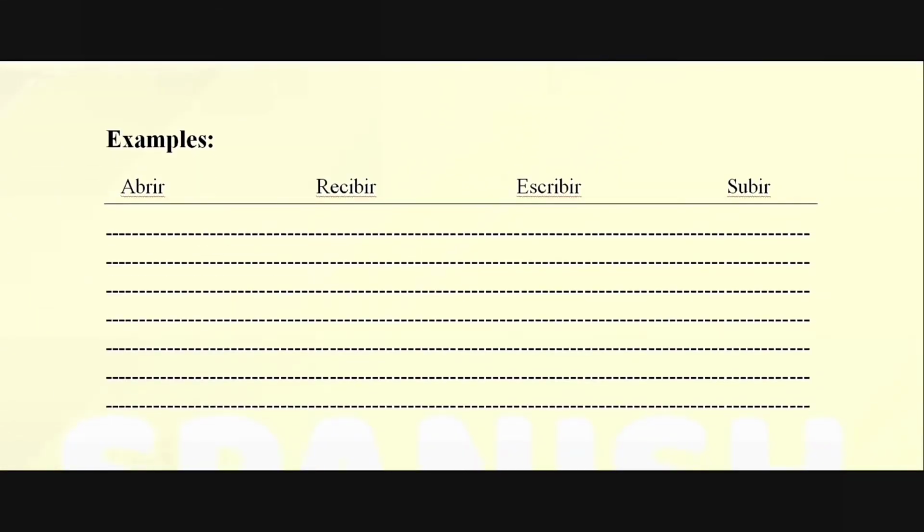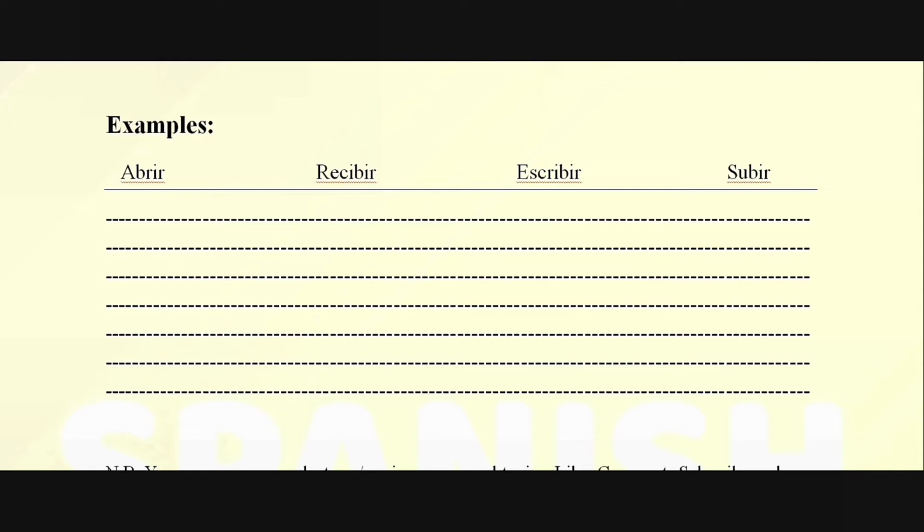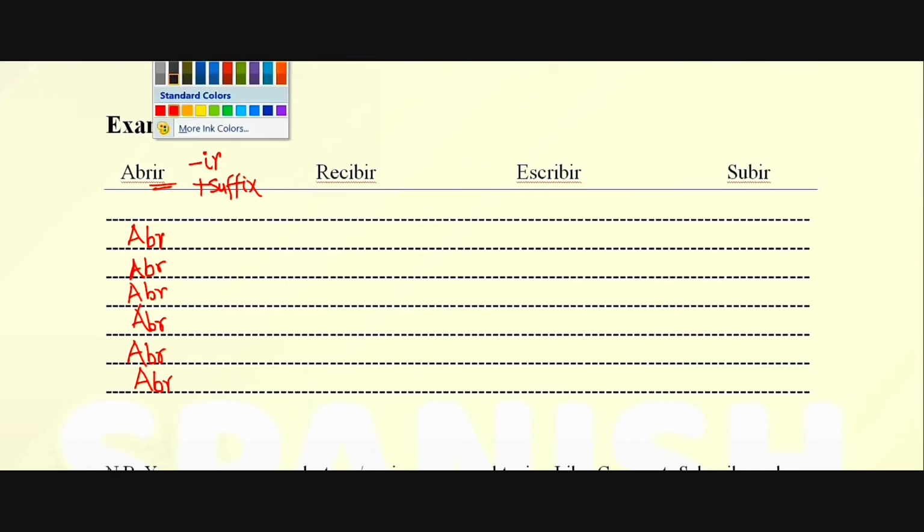I have chosen 4 verbs. Examples: abrir, recibir, escribir, subir. See, abrir. IR ending verb, drop IR, add suffixes. What are those? First of all, we have to write root word ABR 6 times. ABR. When we drop IR, we get this root word. ABR 6 times. And later we have to add suffixes for it.